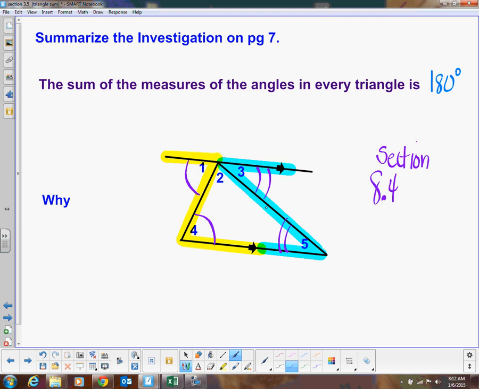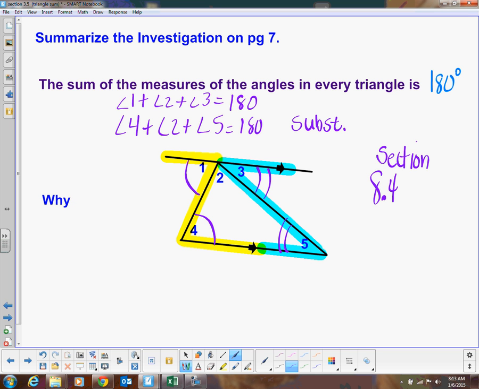Okay? Now, what do you know about this? If you added 1, 2, and 3 together, what would the sum be? Because this is a straight line. So you know 1 plus 2 plus 3 equals 180 because the outside sides form a line. What equals angle 1? 4. All right, 2 doesn't have an equivalent. What's equivalent to 3? All right, so what I just did is substitution. Okay? And what do we have? We have 4 plus 2 plus 5 is what? 180. The sum of the angles of a triangle is 180.